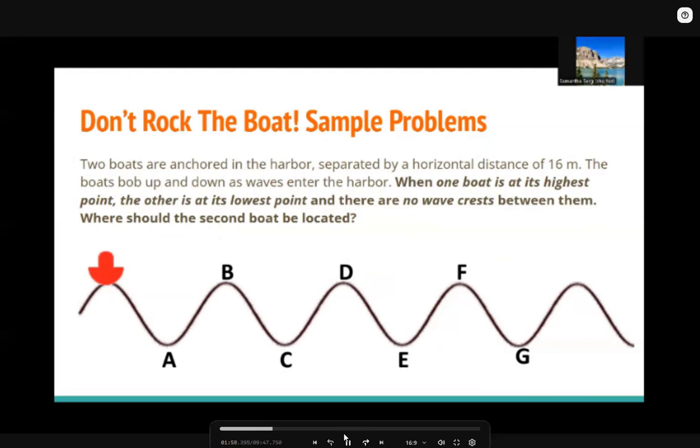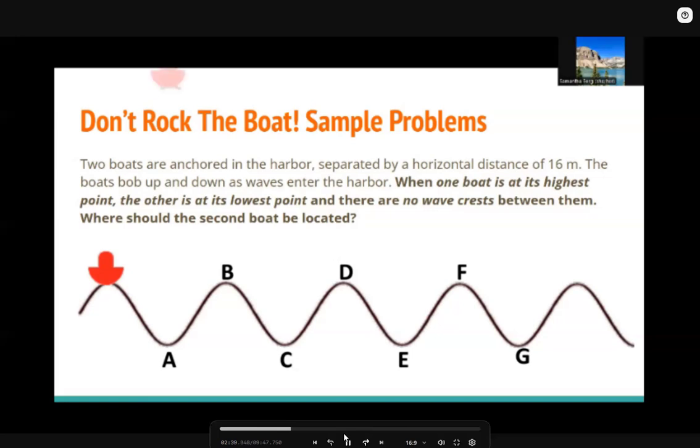It says two boats are anchored in the harbor, separated by a horizontal distance of 16 meters. Now keep in mind, horizontal means sideways, left and right, whereas vertical distance would be up and down. So horizontal is saying that we have 16 meters between these boats. The boats bob up and down as waves enter the harbor. When one boat is at its highest point, the other boat is at its lowest point. And there are no wave crests between them. Where should the second boat be? Should it be at location A, B, C, D, E, F, or G? Pause right now if you want to test yourself and see where this boat should be.